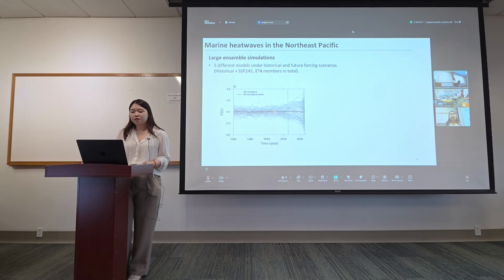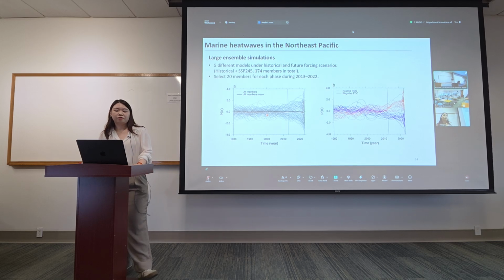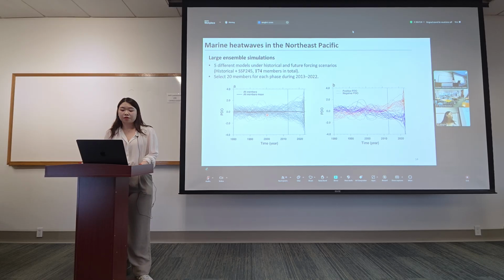And this black line stays nearly flat. This means that by pooling many realizations, all ensemble members together, the anthropogenic warming signal can just be averaged out. And this allows us to classify individual ensemble members into positive PDO and negative PDO groups. Here we select 20 members for each phase during 2013 to 2022, and then compare the difference in marine heat waves between these two groups.